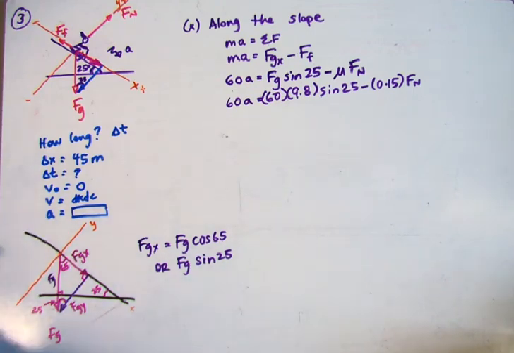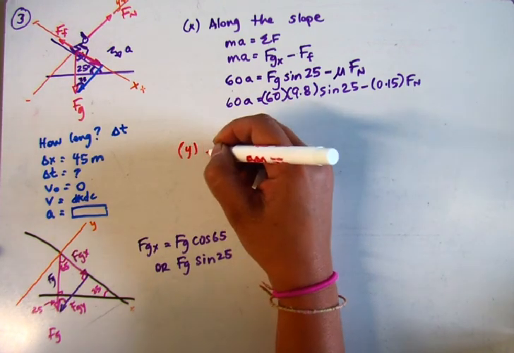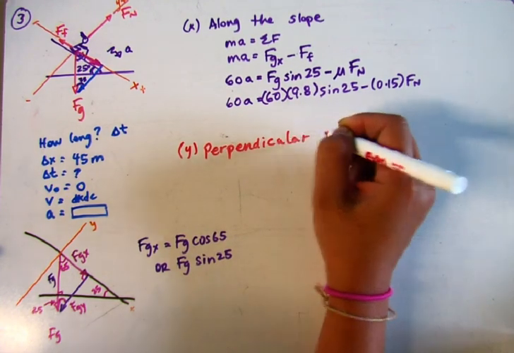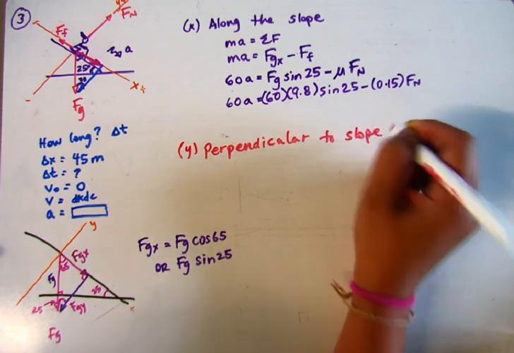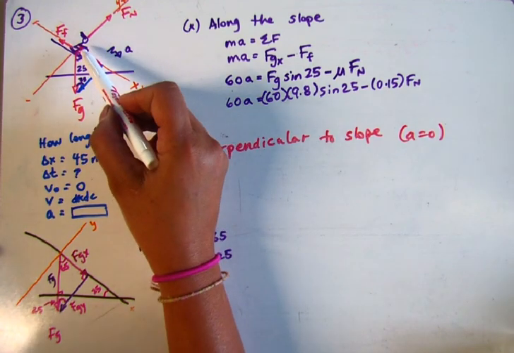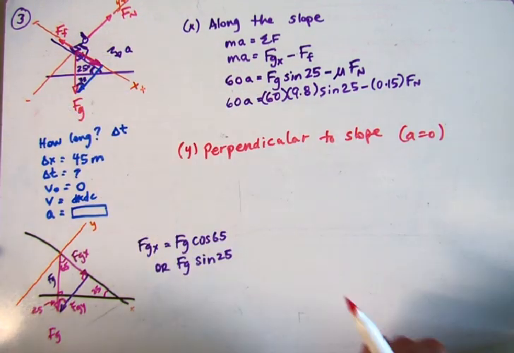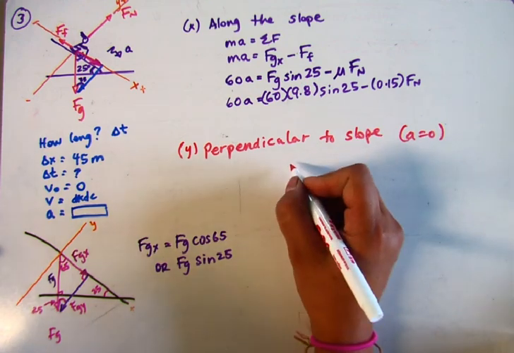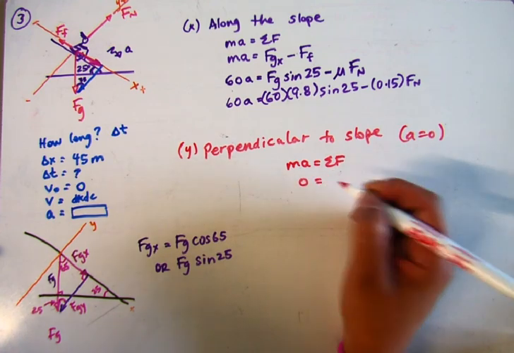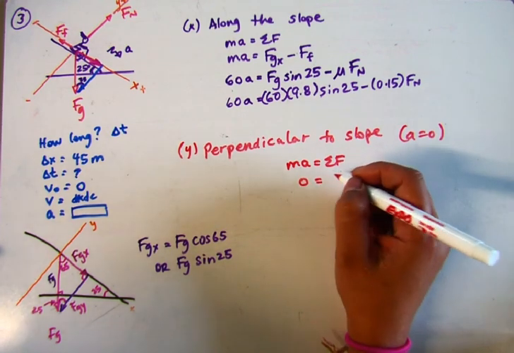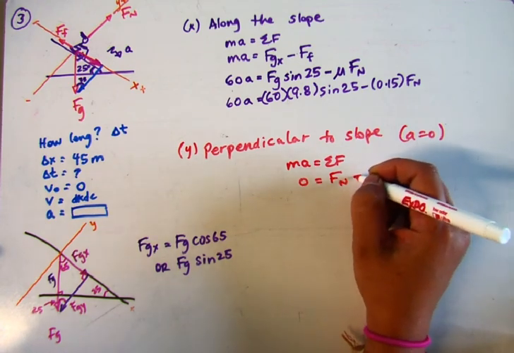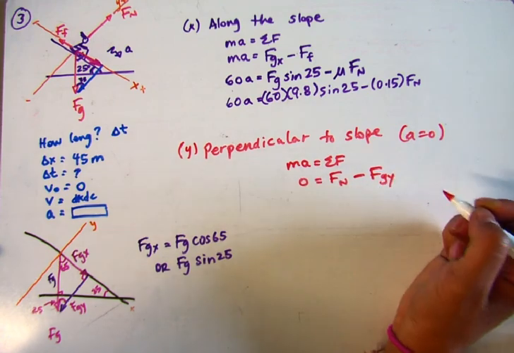All we have to do is go to the y-axis and start looking at perpendicular to the slope. Okay, so perpendicular to the slope, I know that A equals 0. How do I know that? Because the skier's not jumping off the slope, she's not smashing into the slope, she's staying along the slope. So MA equals the sum of the forces, 0 equals, now what are the forces in the y direction? Well, in the positive y direction we have Fn, and in the negative y direction, so subtract FGY.